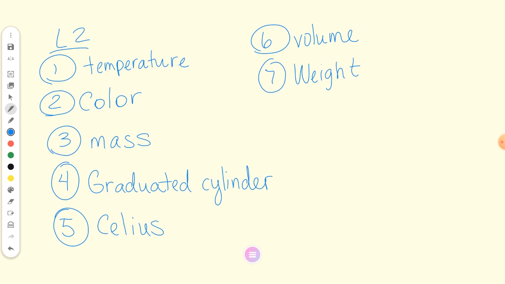And McKay, number 8. When measuring blank, a scientist can use his or her sense of touch to tell if the object is smooth, rough, lumpy, sticky, or spongy. Texture, good job.